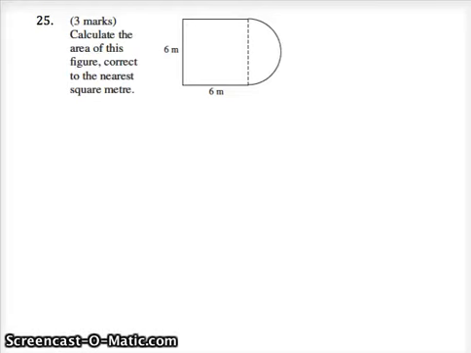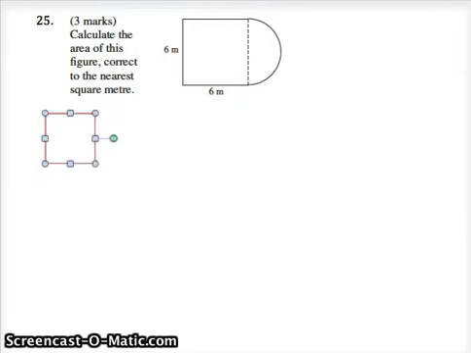Okay, this is question 25 in Year 8 Circles Revision. In this question, you're asked to find the area of this figure. Now, this is a composite shape. It's made up of two shapes. It's made up of a square, and then we've got a semicircle, which is half a circle, on the end of it. So I'm just going to draw those two shapes separately.